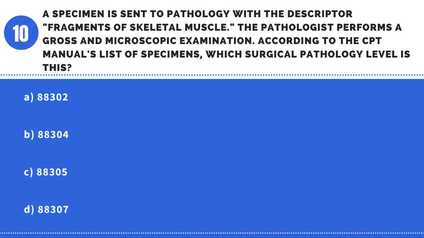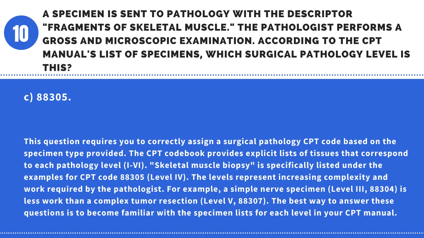Answer: C. 88305. This question requires you to correctly assign a surgical pathology CPT code based on the specimen type provided. The CPT codebook provides explicit lists of tissues that correspond to each pathology level, 1 to 6. Skeletal muscle biopsy is specifically listed under the examples for CPT code 88305, Level 4.